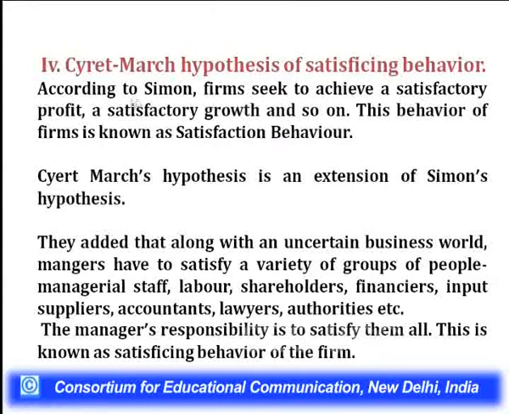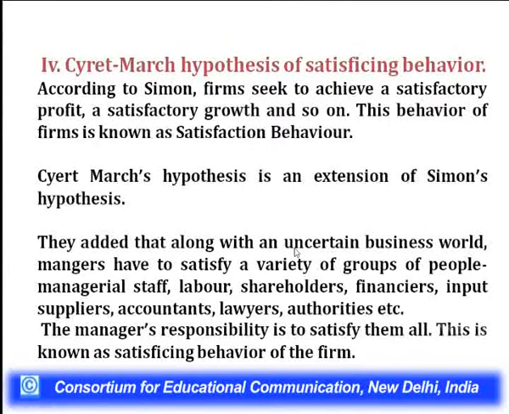Another theory is the Cyert-March hypothesis of satisficing behavior. According to Simon, firms seek to achieve a satisfactory profit, a satisfactory growth, and so on. This behavior of firms is known as satisficing behavior. The Cyert-March hypothesis is an extension of Simon's hypothesis.